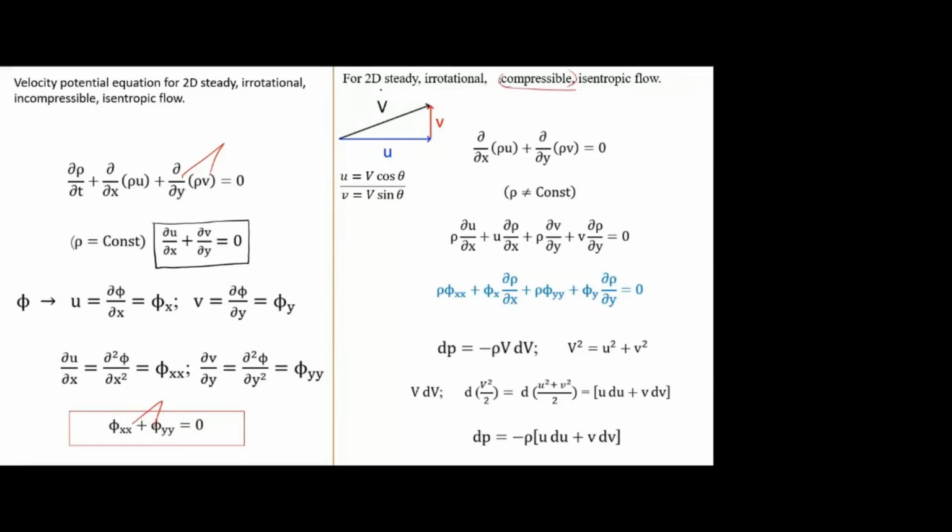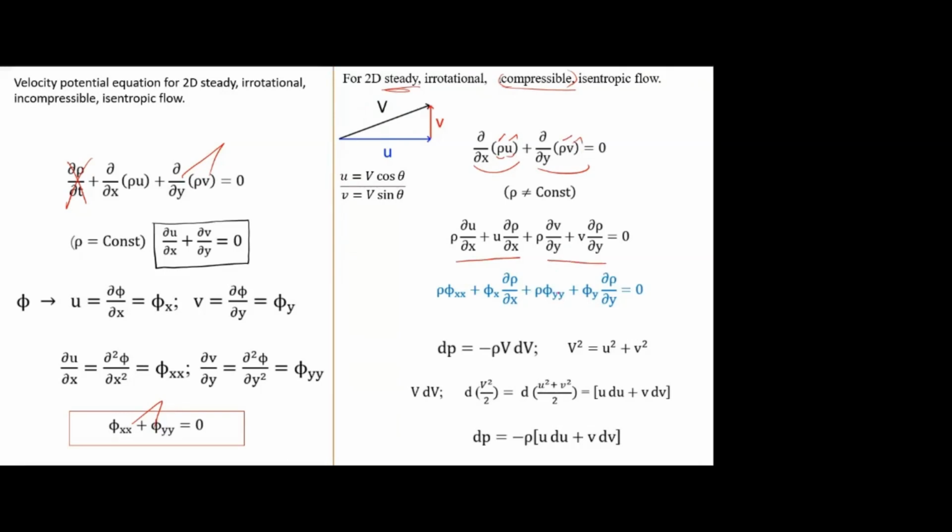Okay, same assumptions, 2D, steady, but here it is compressible. So same continuity. This term is cancelled because the flow is steady, and here density is not constant, so you cannot simply take it out and cancel it. Both are variable, so you have to differentiate using the product formula. If you differentiate the first term, you will get ρ ∂u/∂x plus u ∂ρ/∂x. Then in the second term also both are variable, and if you differentiate, you will get this one.